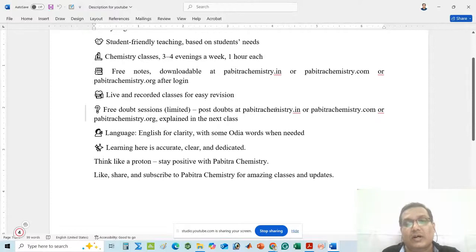You can post your doubt at the website pavitrachemistry.in or pavitrachemistry.com or pavitrachemistry.org. I will explain the doubts in the next class. Language: English for clarity, with some Odia words when needed. Learning here is accurate, clear, and dedicated.